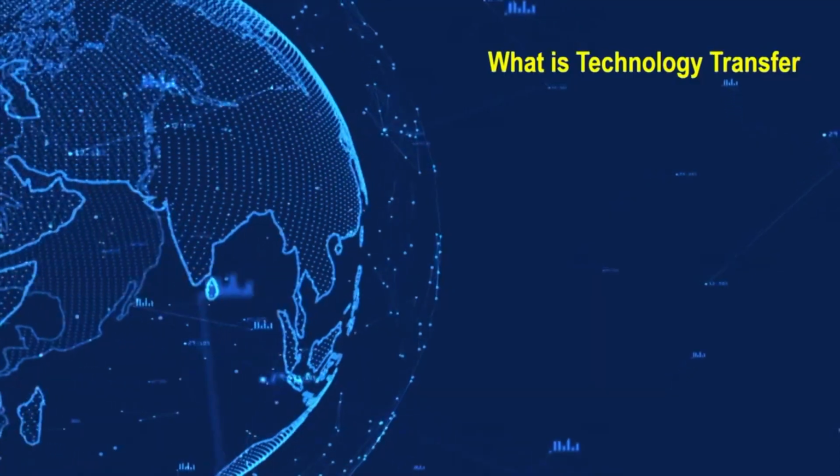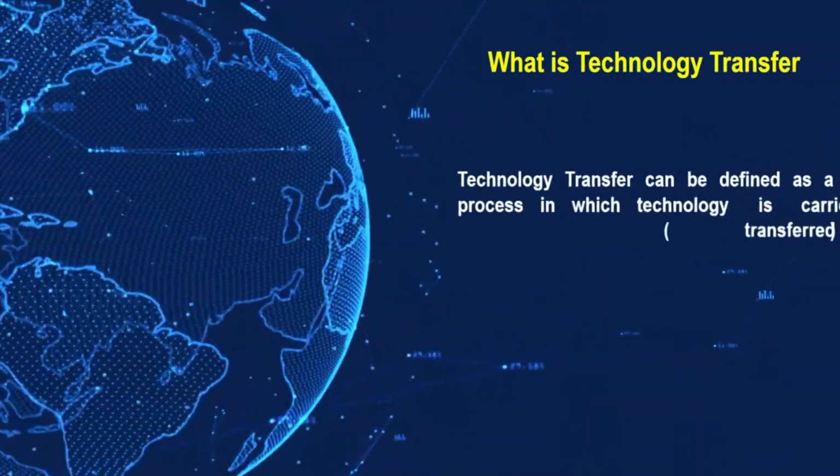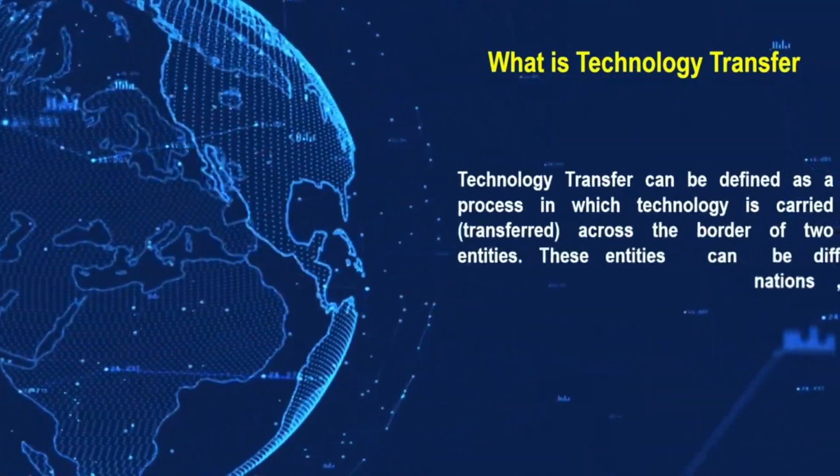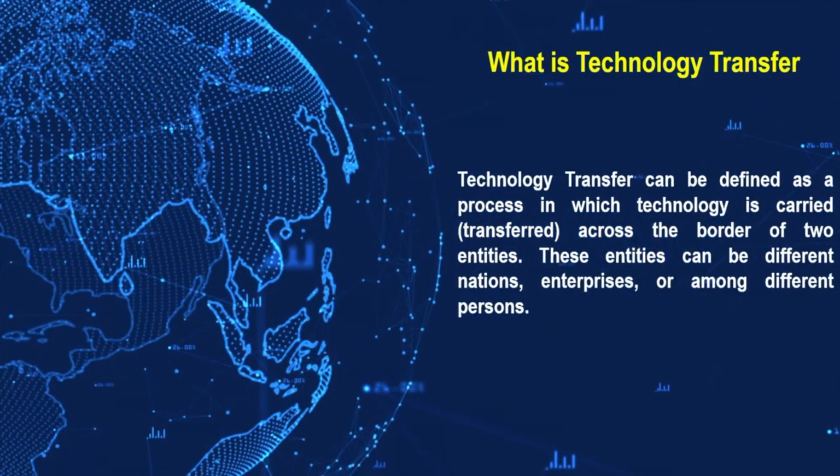Now learners, let us understand what is technology transfer. Technology transfer can be defined as a process in which technology is carried or transferred across the border of two entities. These entities may be different nations, enterprises or among different persons.